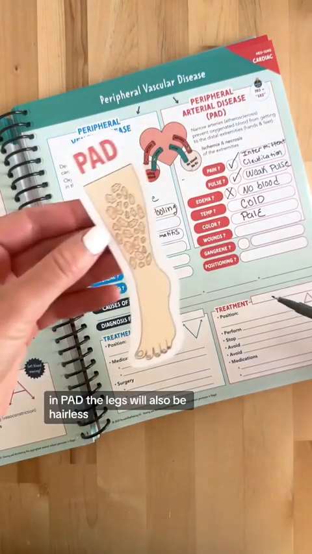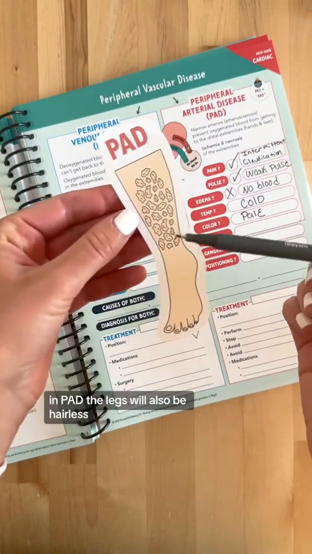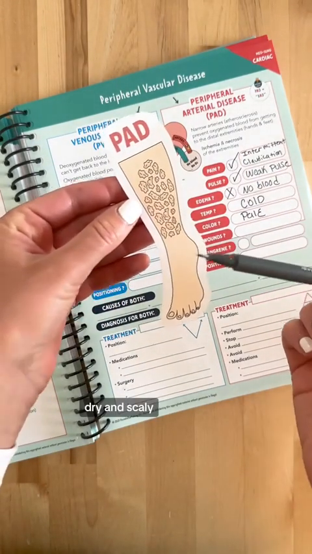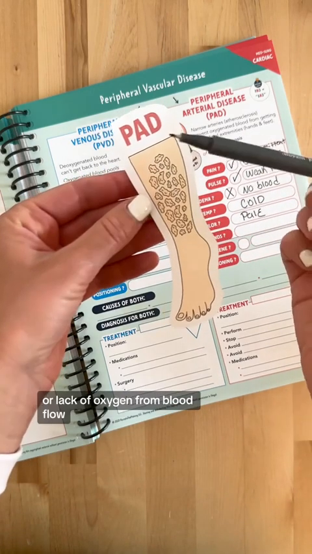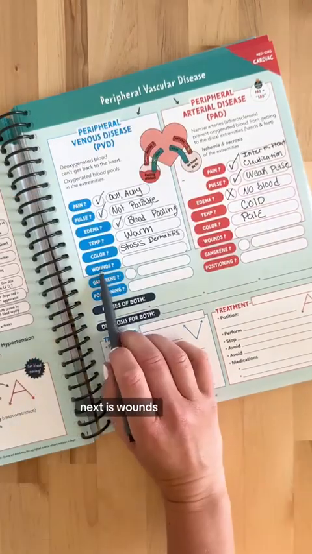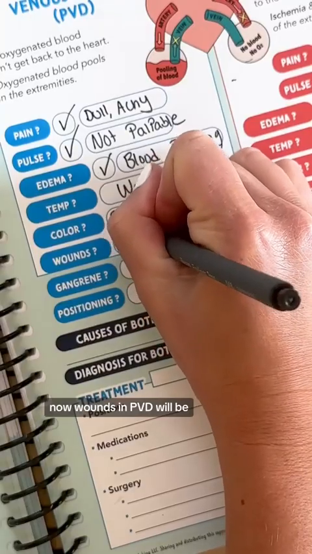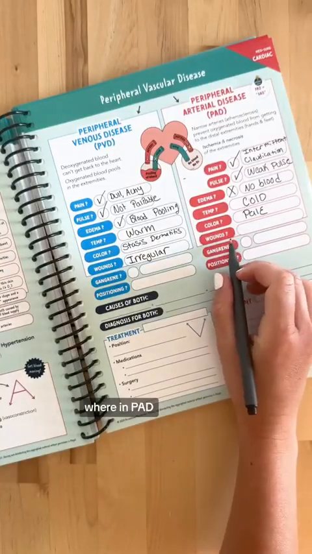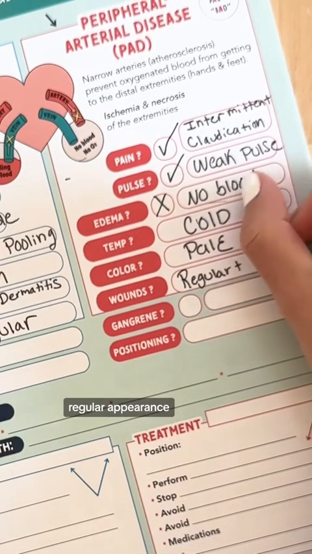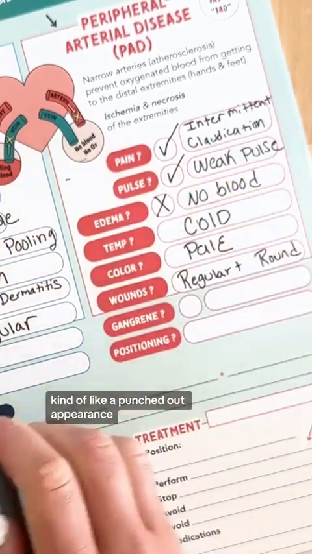In PAD, the legs will also be hairless, dry, and scaly. This is due to lack of nutrients or lack of oxygen from blood flow. Next is wounds. Now, wounds in PVD will be irregularly shaped, where in PAD, they will be round, regular appearance, kind of like a punched out appearance.